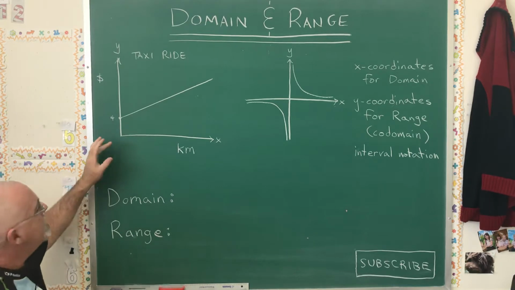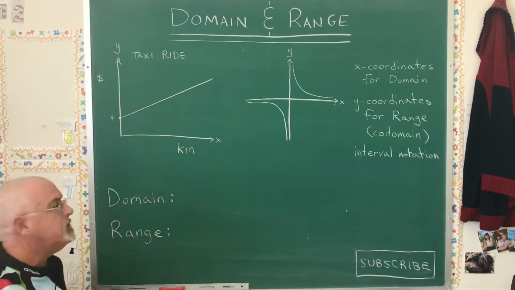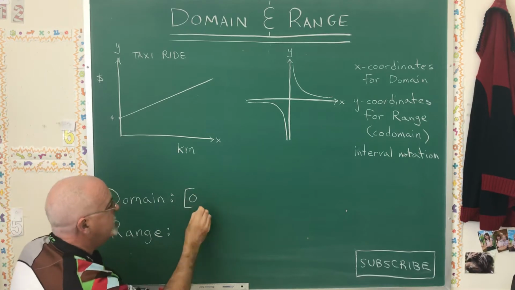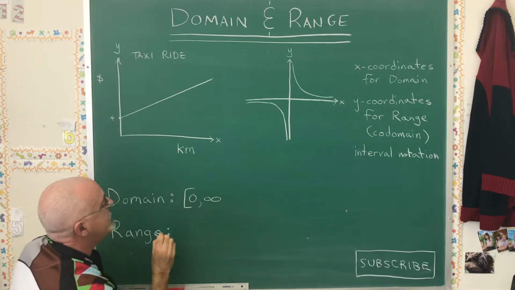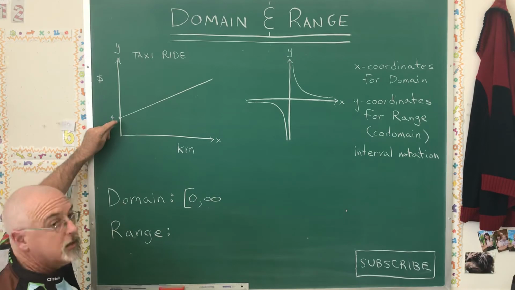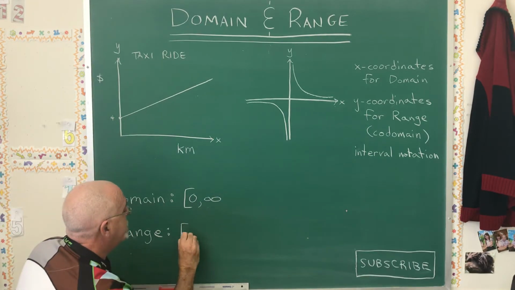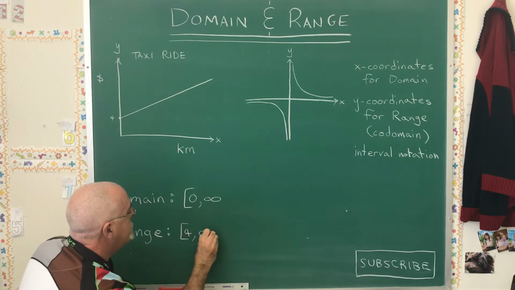The lowest amount of kilometers possible in this situation is 0. So the domain is from 0 included until positive infinity. The range, the lowest y value that's possible, is 4. So the range is from 4 to positive infinity.